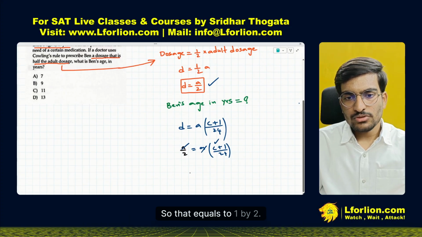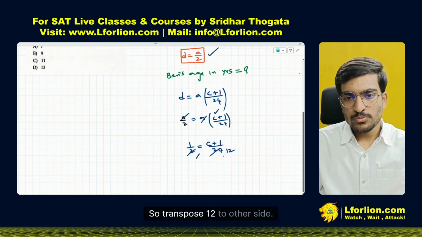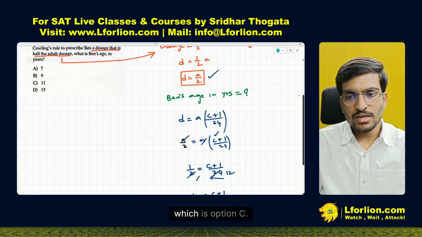So 1 by 2 equals C plus 1 by 24, 2 ones, 2 twelves. So transpose 12 to the other side: 12 equals C plus 1, C equals 11. 12 minus 1 is 11, which is option C.